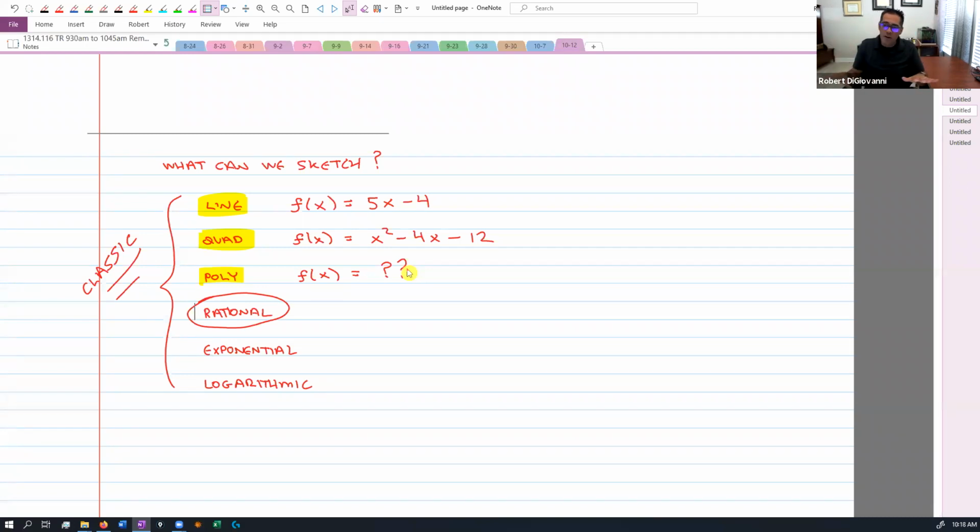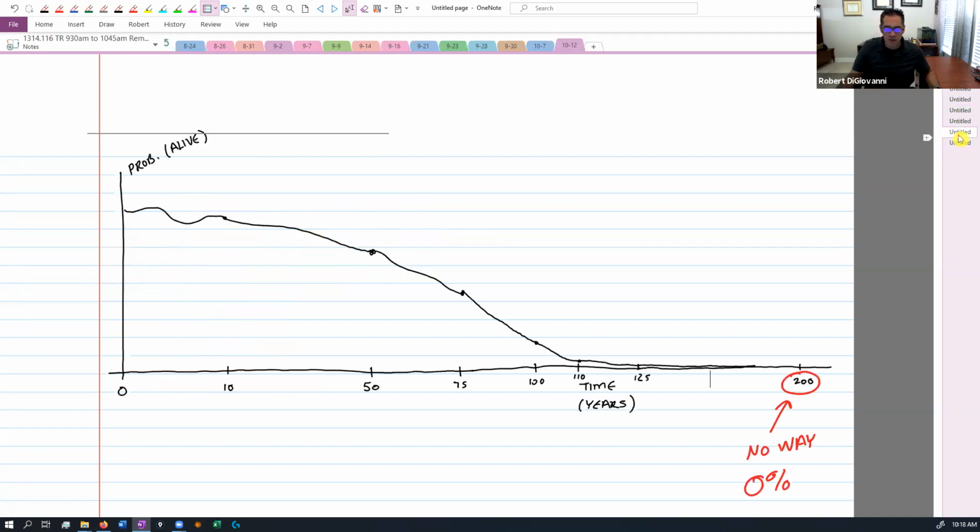Right now, we have no function in our arsenal that would actually deal with a real world situation like this. This is not a line. This is not a parabola. This is not a polynomial. So we need a function that behaves this way. And that's where rational functions come in. They help us model things in the real world that behave like this.